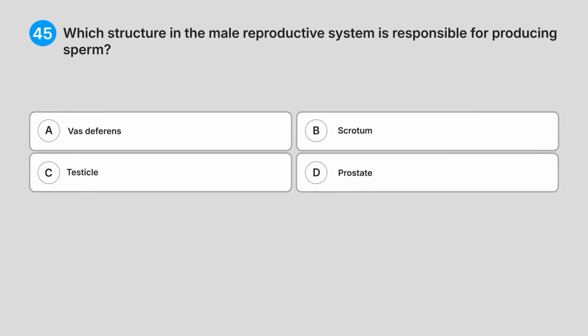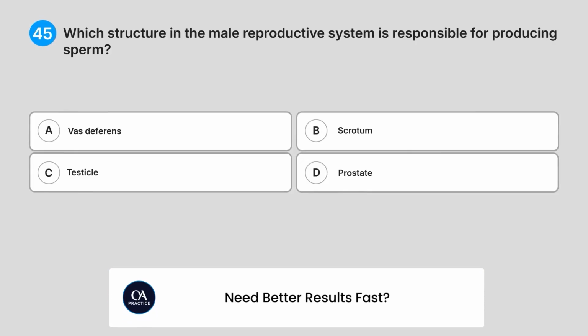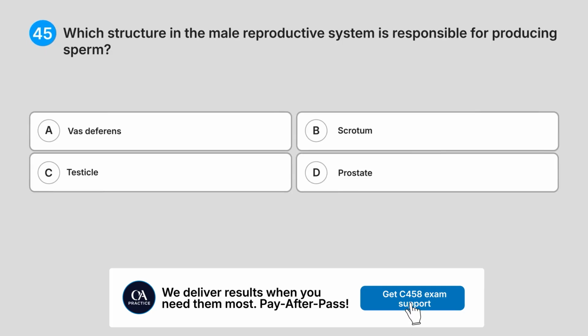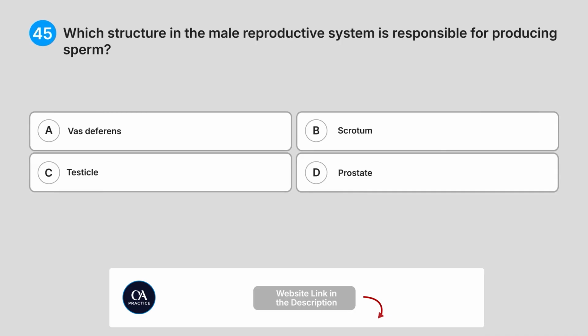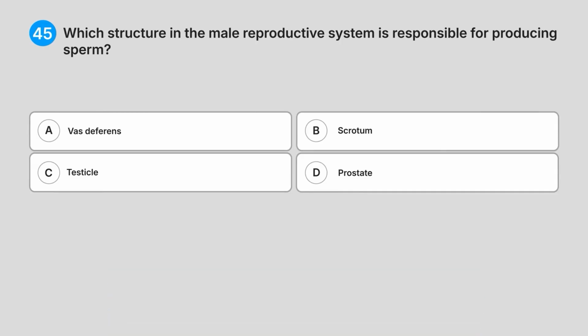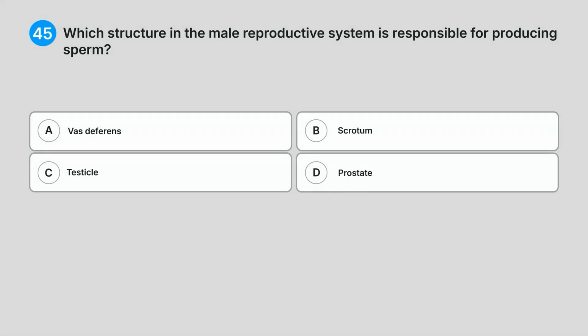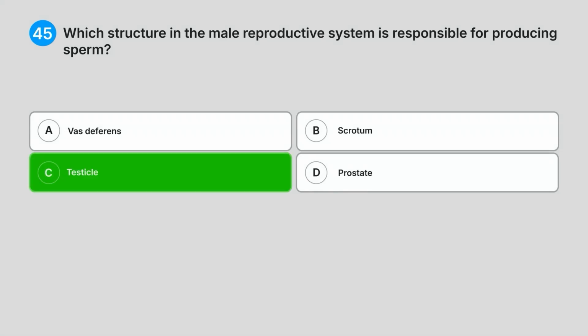45. Which structure in the male reproductive system is responsible for producing sperm? A. Vas deferens. B. Scrotum. C. Testicle. D. Prostate. Do you know the answer? Correct answer, C. Testicle.